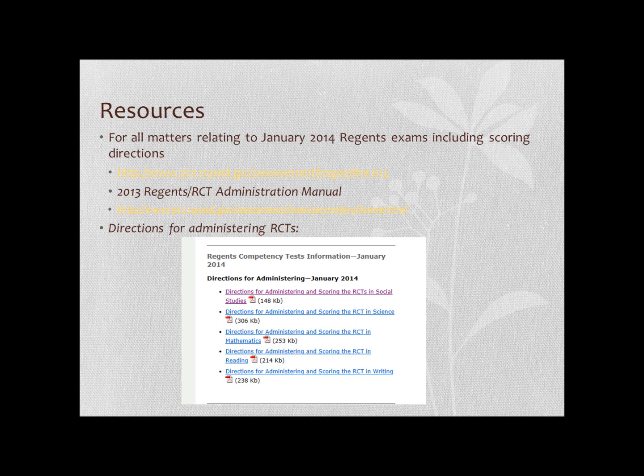All the resources identified with the January 2014 Regents administration period are identified on this page with links to those. In addition, there are specific directions for administering RCTs, which many of you will be doing, and those directions are also already included on the links on this slide.